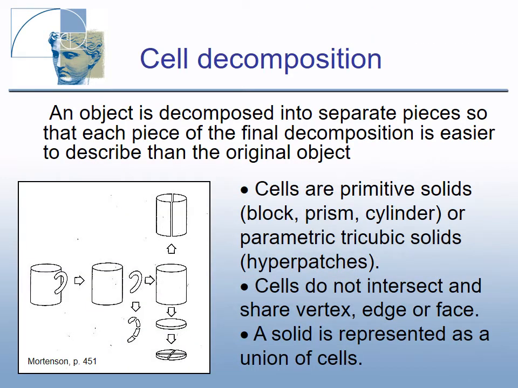In the cell decomposition, an object is decomposed into separate pieces, so that each piece of the final decomposition is easier to describe than the original object. Cells are primitive solids, block, prism, cylinder, for example, or parametric tricubic solids, hyperpatches. Cells do not intersect and share vertex, edge, or face. A solid is represented as a union of cells. In the shown example, a cup is decomposed mainly into cylindrical cells.